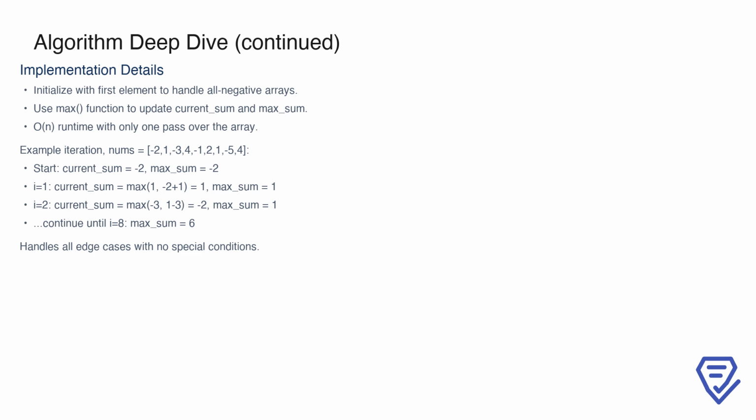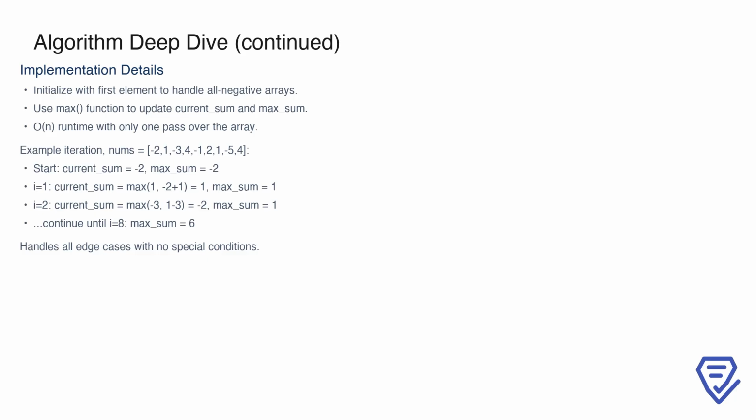The algorithm maintains O(n) runtime because you only ever go through the array once, with no nested loops. Let's consider part of our earlier example, -2, 1, -3, 4, -1, 2, 1, -5, 4. After the first element, current_sum and max_sum start as -2. At index 1, you compare 1 and -2 plus 1. It's better to start anew at 1.